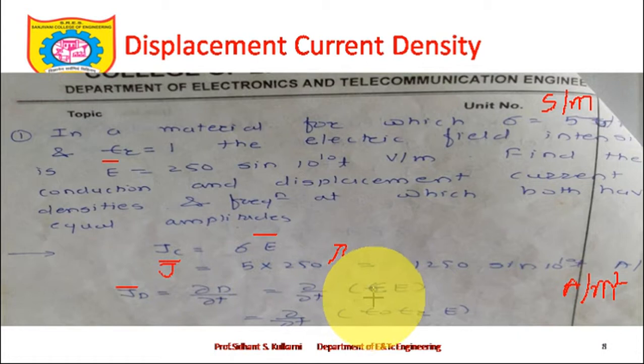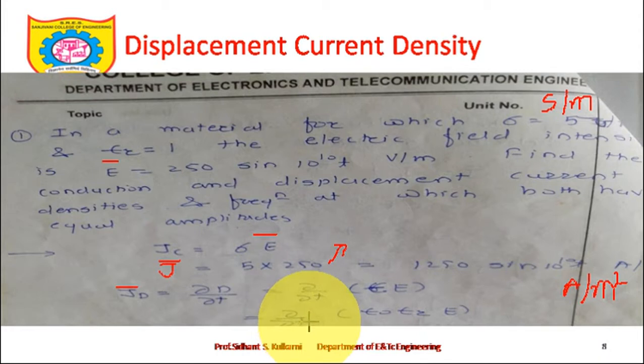So dou by dou t of D bar, and we can replace D bar by epsilon E bar, since E bar is known to me. Either I can calculate D bar from the given E bar as epsilon E bar, or you can put it directly here. What is epsilon? Epsilon is nothing but the permittivity of that medium. So you can replace epsilon by epsilon naught epsilon r, multiplied by the E bar term. Then you need to take the partial differentiation with respect to t.